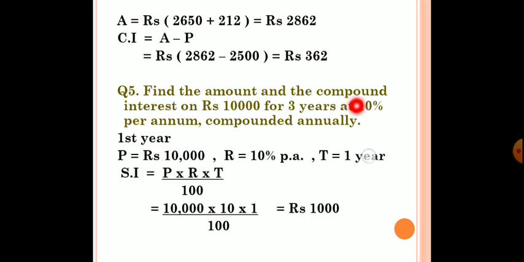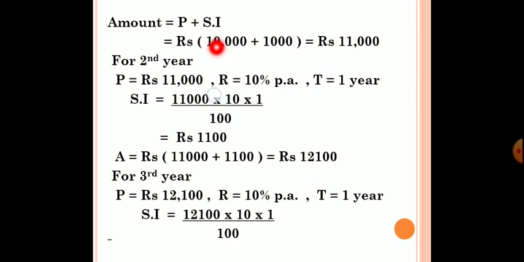Find the amount and the compound interest on rupees 10,000 for 3 years at 10% per annum compounded annually. So the first year principal is 10,000, rate of interest is 10% per annum and time is equal to 1 year. So simple interest is equal to P into R into T by 100, that is 10,000 into 10 into 1 divided by 100, that is equal to rupees 1000. So the amount at the end of 1 year is equal to principal plus simple interest, that is rupees 10,000 plus 1,000, that is equal to rupees 11,000.